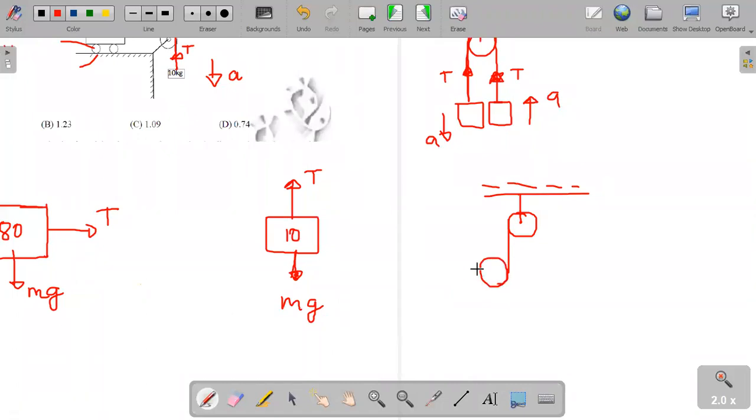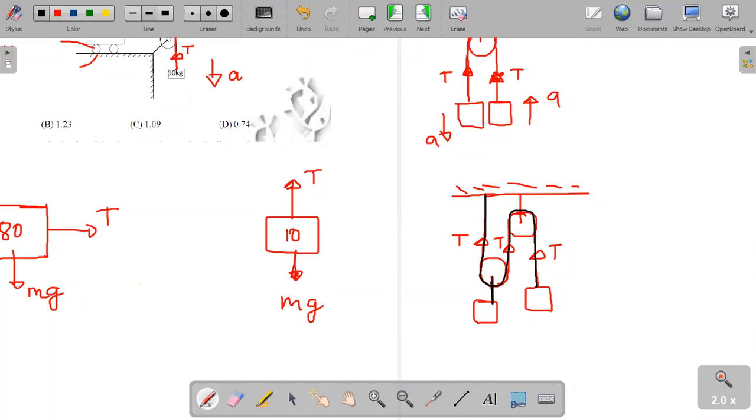If you take a question, इस क्वेश्चन में देखो, for this type of question, here tension is T, here tension is T, here tension is T. Because why? Because all are the same string. ये देखो, same string है. So tension will be the same.